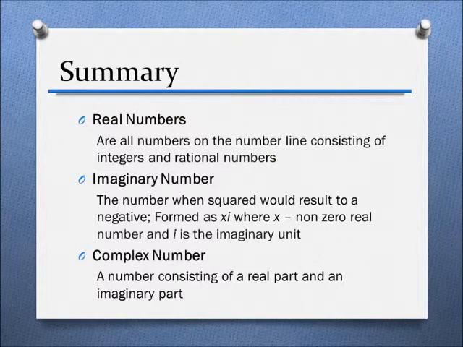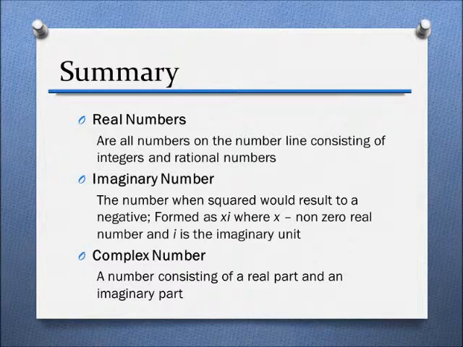Summary. So in this lesson, you've learned about real numbers being the numbers that are on a number line, consisting of integers and rational numbers. Imaginary number being the number that when squared would result in a negative, formed as xi, where x is the non-zero real number and i is the imaginary unit. And complex number being a number consisting of a real part and an imaginary part.